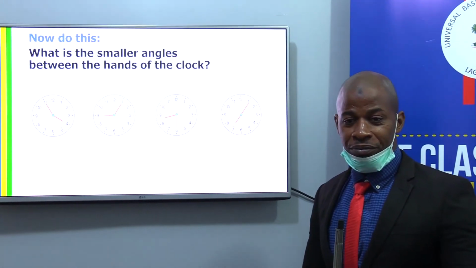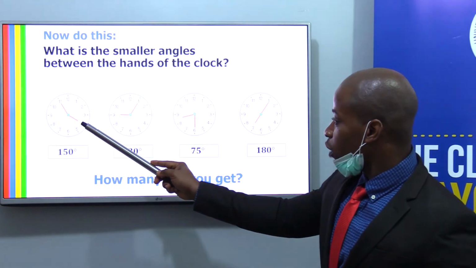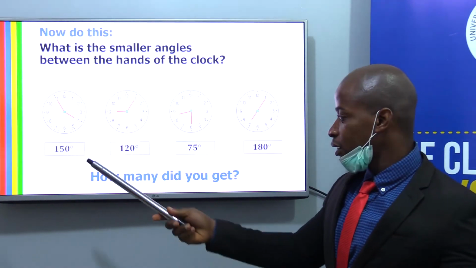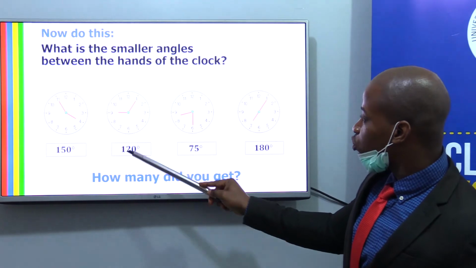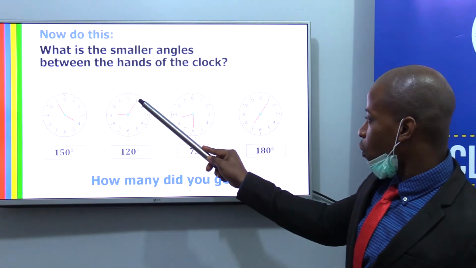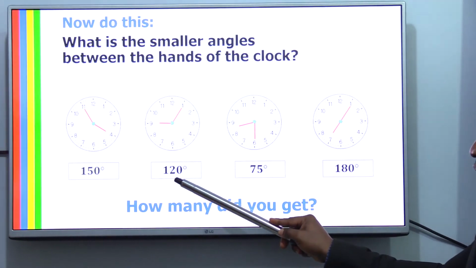Eyes on me. Now let's look at the correction. Here we have 150 degrees because you have 1, 2, 3, 4, 5. 30 in 5 places, that is 150. Here we have 120 degrees. 1, 2, 3, 4. 30 in 4 places, that is 120 degrees.